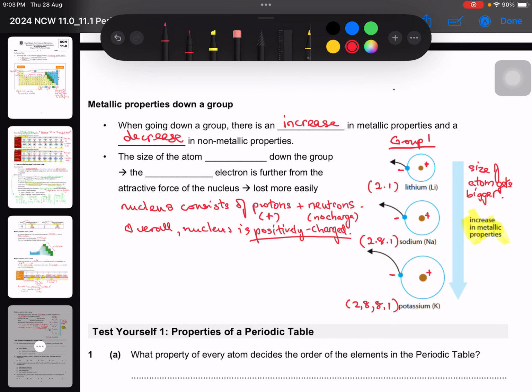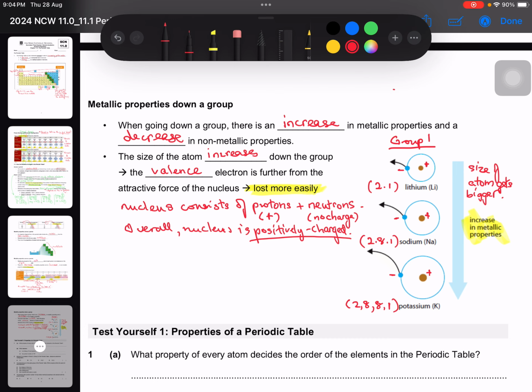Okay, let's fill in the blanks. The size of the atom increases down the group. Correct? Then the valence electron is further away from the attractive force of the nucleus, and therefore it is lost more easily. Okay, more easily. Now, if the electron is lost more easily, that means that it has more metallic character.